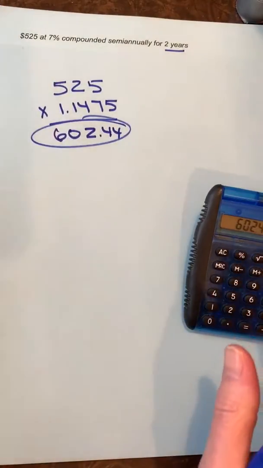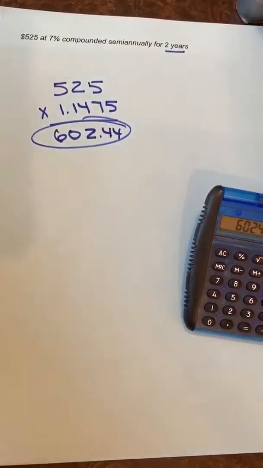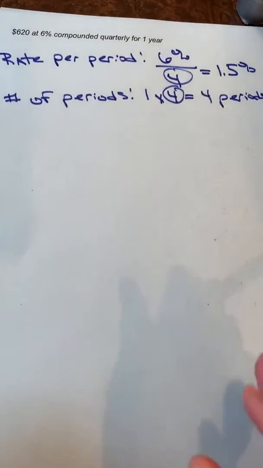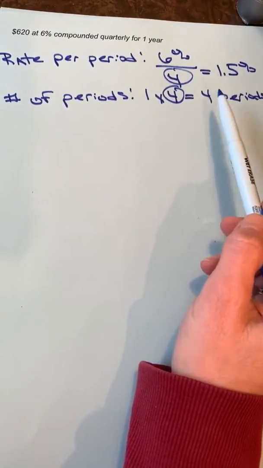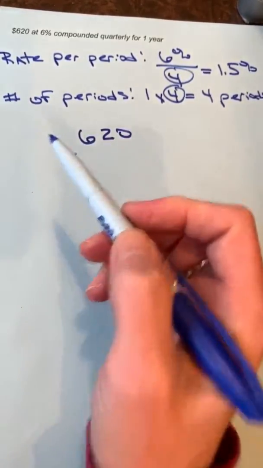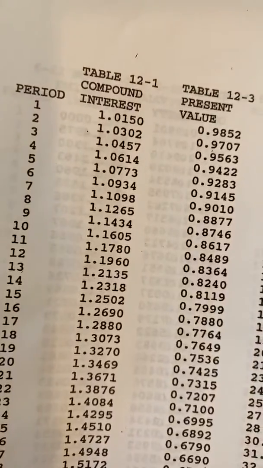So now let's look at doing the $620 that we invested at 6% compounded quarterly for 1 year. Again, we still need our rate per period and our number of periods. Okay, so we have $620. So now I have to go to my page that is 1.5%. Let me find that. Okay, so the 1.5% page, I'm still finding compound interest.